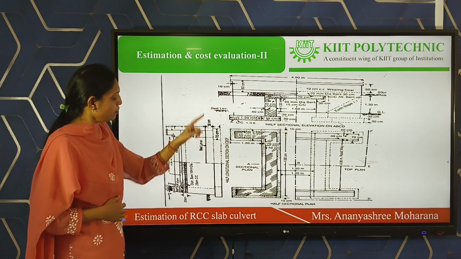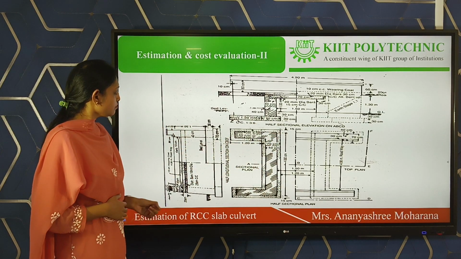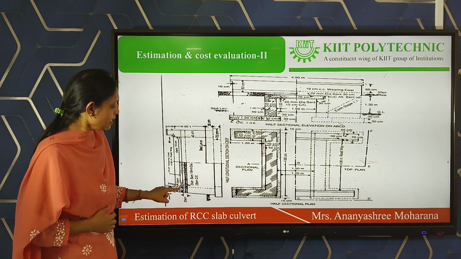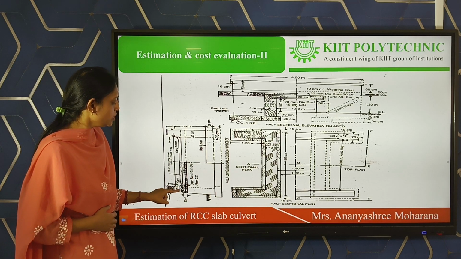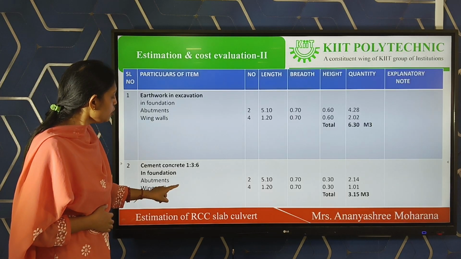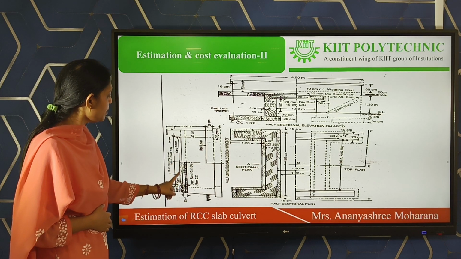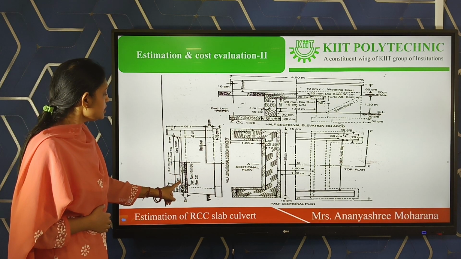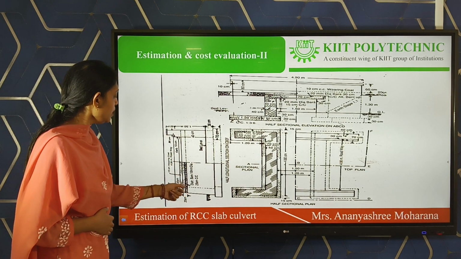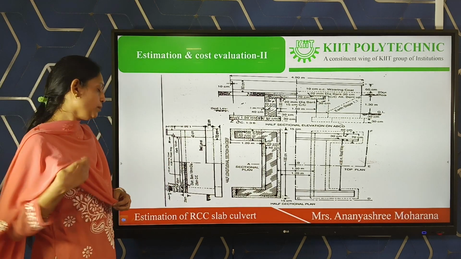Up to curb, length will be 4.7, number will be 2 because 2 parapets are there, and breadth will be 0.4, because you can see here in the section 0.4 is the first step of the parapet, and height will be 0.2 plus 0.2 plus this wearing coat. A 10 centimeter wearing coat is given and written here, so 20 plus 10 is 30, the height will be 0.3.